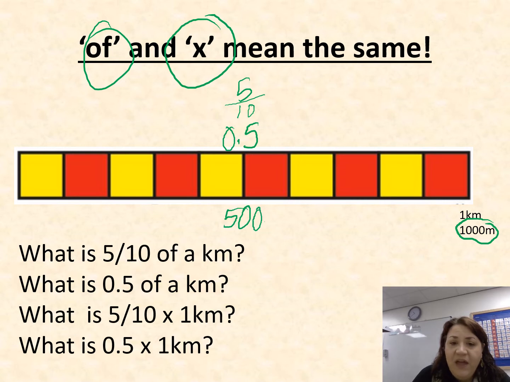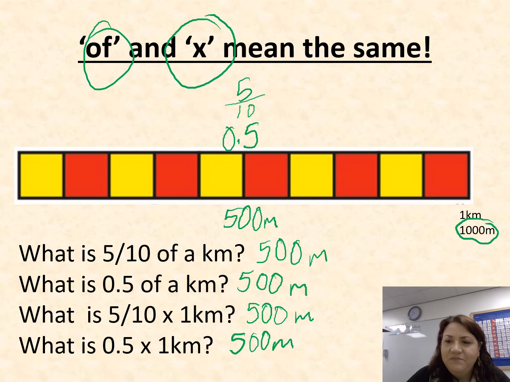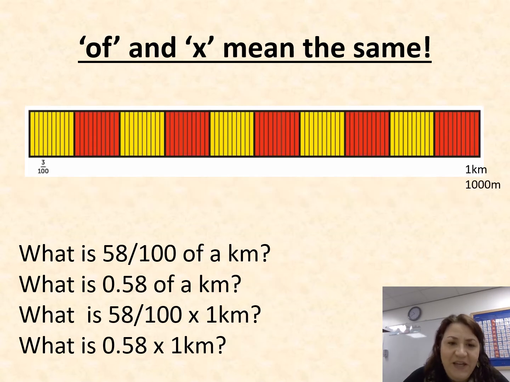I don't really need to work out all of the individual tenths to tell me that. It's just halfway. So 5/10 of a kilometre is 500 metres. 0.5 of a kilometre is 500 metres. 5/10 times 1 kilometre is 500 metres. 0.5 times 1 kilometre is 500 metres. They were all the same.